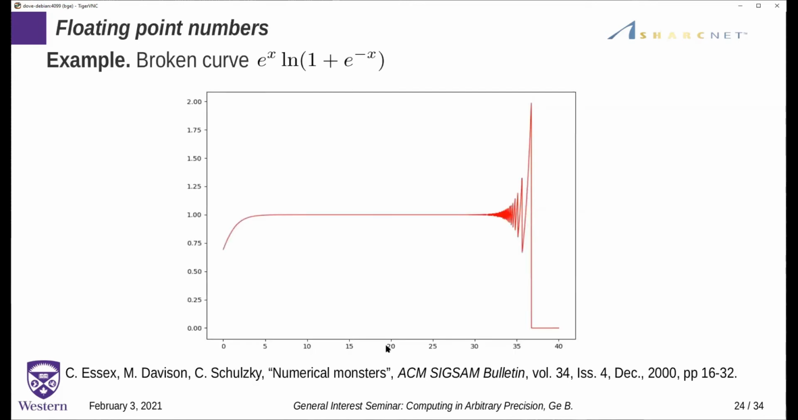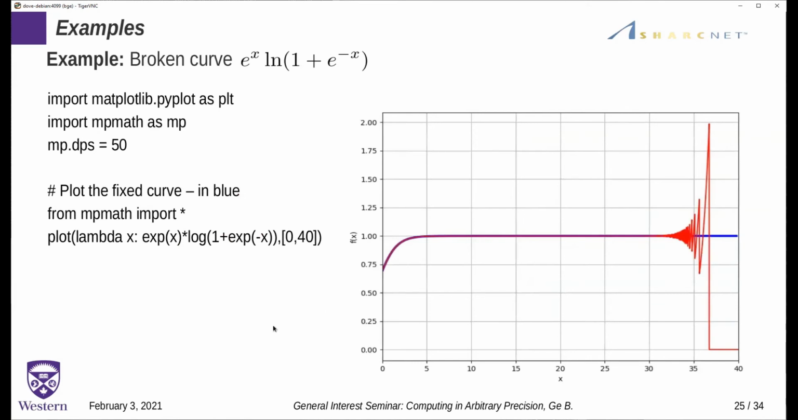Okay, so lastly, let's take a look at some more examples. Back to this broken curve, we know that if you go to gnuplot or Python and simply plot this function and set the range from 0 to 40, you will see this phenomenon. So here's the fix. In Python, I'm using mpmath, import mpmath, and set the number of digits to 50. And then I plot this function. The red one is the broken one. The blue one is the one that is fixed. So it should go smoothly, asymptotically approaching 1 and going forward.